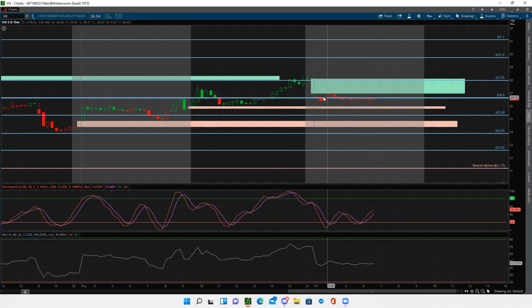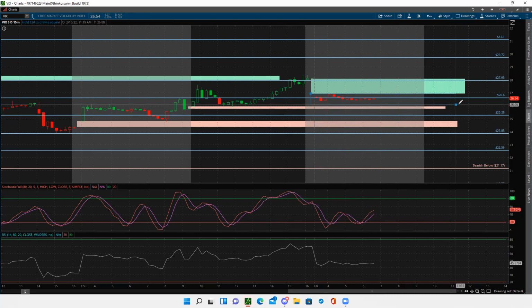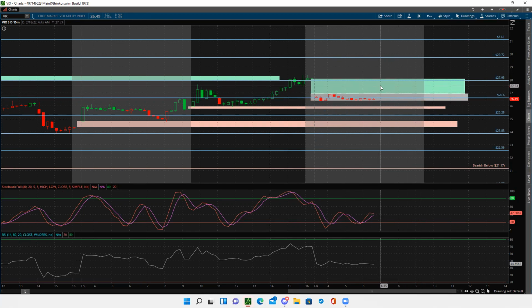If we don't get above this level right here that I just actually marked, about 26.94 or something like that. Matter of fact, let me just make a square. Boom. Box consolidation right there. So we'll probably range in between here, range in between here. Once we get above here, it's all she wrote. VIX is bullish and the market is bearish.